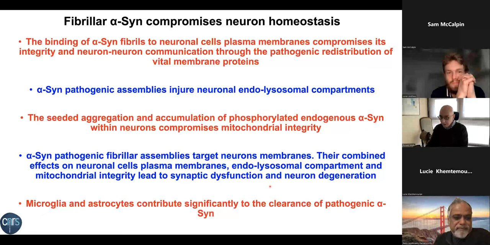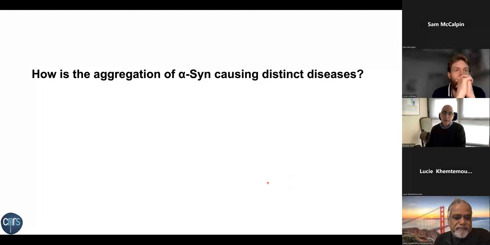As I told you from the beginning, alpha-synuclein aggregation is associated to several diseases. When I was a student, I used to be taught that when one protein goes wrong, you have one disease. So here we have one protein going wrong and we have several diseases.